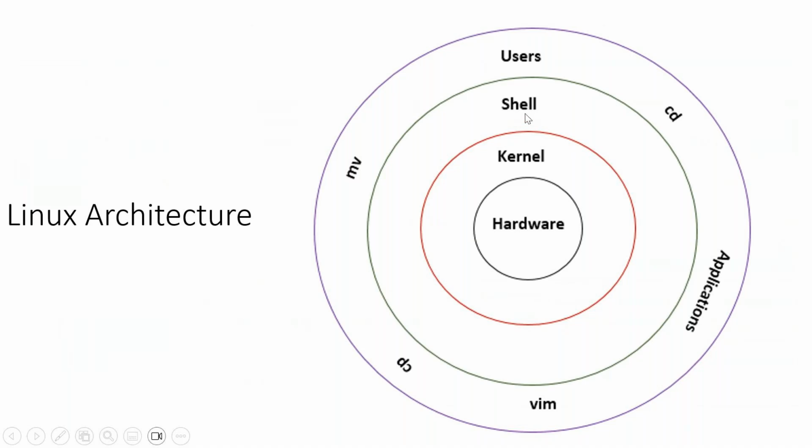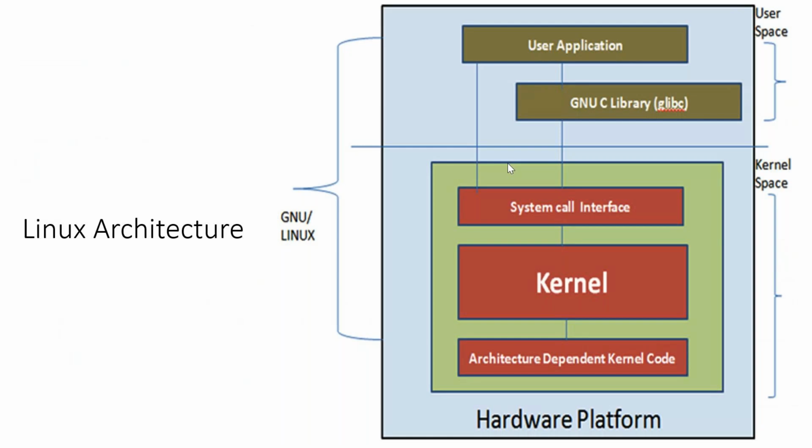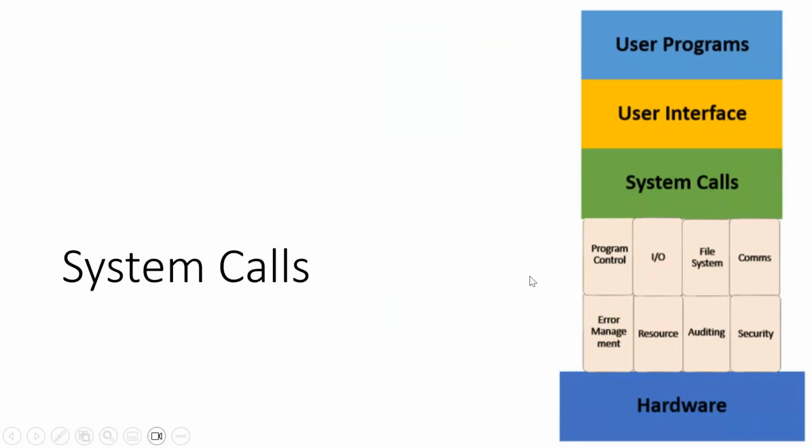So shell is basically bash shell, korn shell, C shell, and all, which helps you to interact with the kernel. The shell is running, and all the user programs are running in the user space. Look at this image here: hardware running the kernel, and in the kernel you have a system call interface. All the applications talk to the system call to get resources, and the kernel allocates the resources and gets it done.